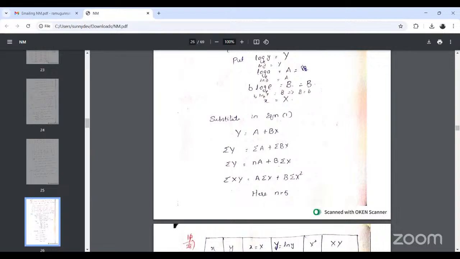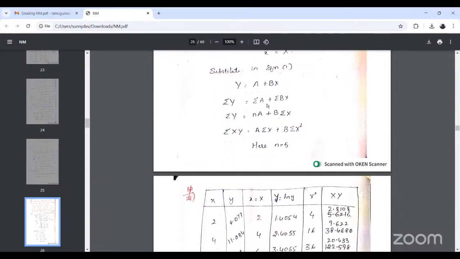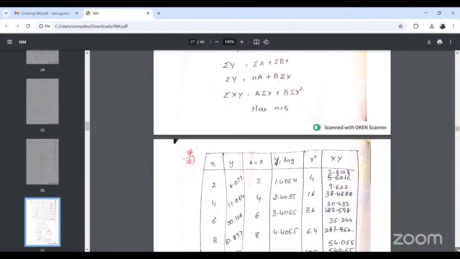So that we can write summation of y equal to summation of a plus summation of b into x. Summation of y equal to n a plus b into summation of x, and summation of xy equal to a into summation of x and b into summation of x square. When we multiply with x, then we are getting this one. Here summation of a means how many times we are adding, n times, that we are getting n a.